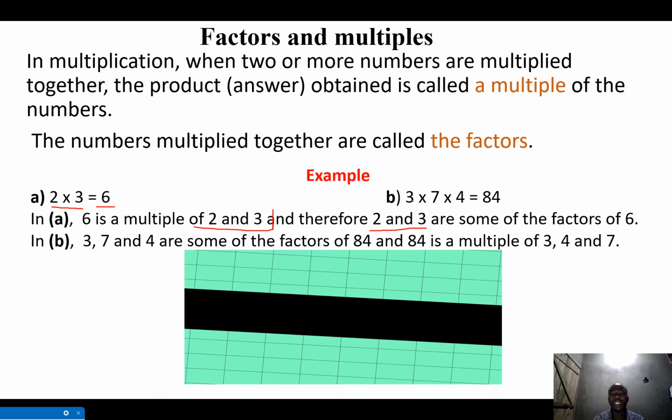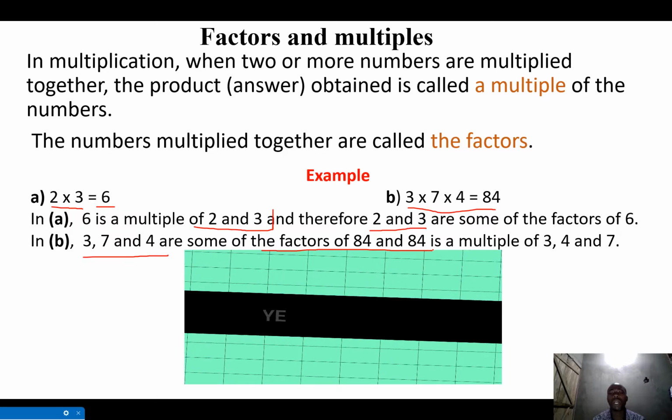In another example, if 3 times 7 times 4 is 84, 3, 7, and 4 are some of the factors of 84, but 84 is a multiple of 3, 4, and 7. Let us follow this video to see this further, where we shall determine the highest common factor and even the lowest common multiple for numbers.